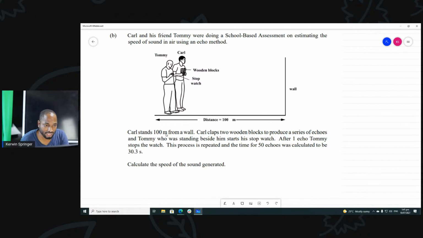Carl stands 100 meters in front of a wall. Carl claps 2 wooden blocks to produce a series of echoes, and Tommy, who is standing beside him, starts his stopwatch. The speed of sound is about 330 meters per second, so you want to get that answer. If they give you this in the exam, you're looking for about 300.